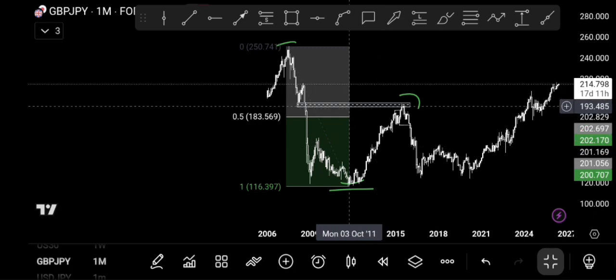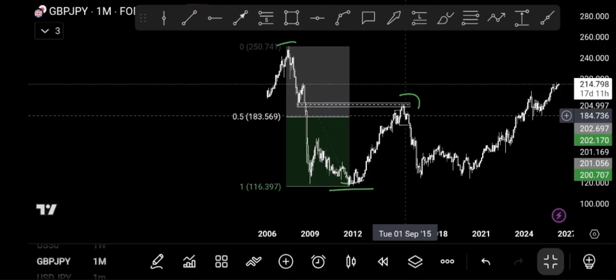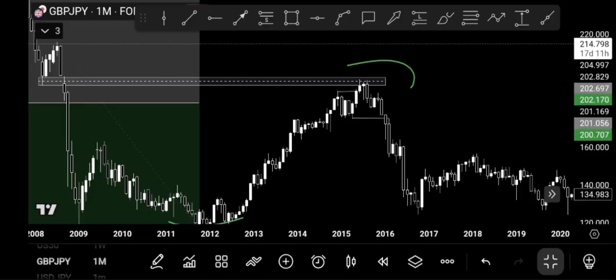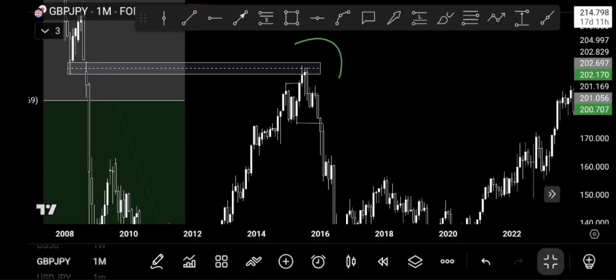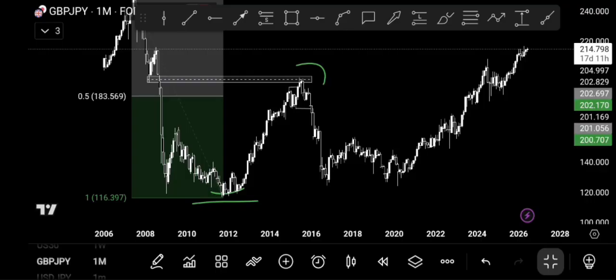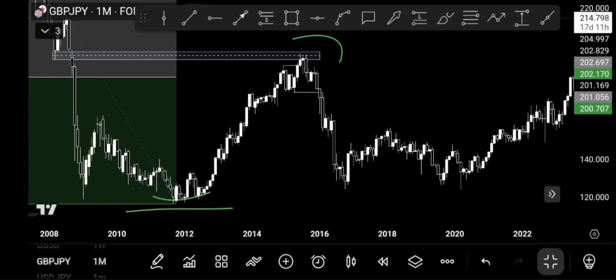Immediately it got to the premium zone. It sold. It was a sweep of liquidity. It gave us a sweep of liquidity and a break of structure. This is how to identify our new range, our recent range. This is now called what? Recent range.